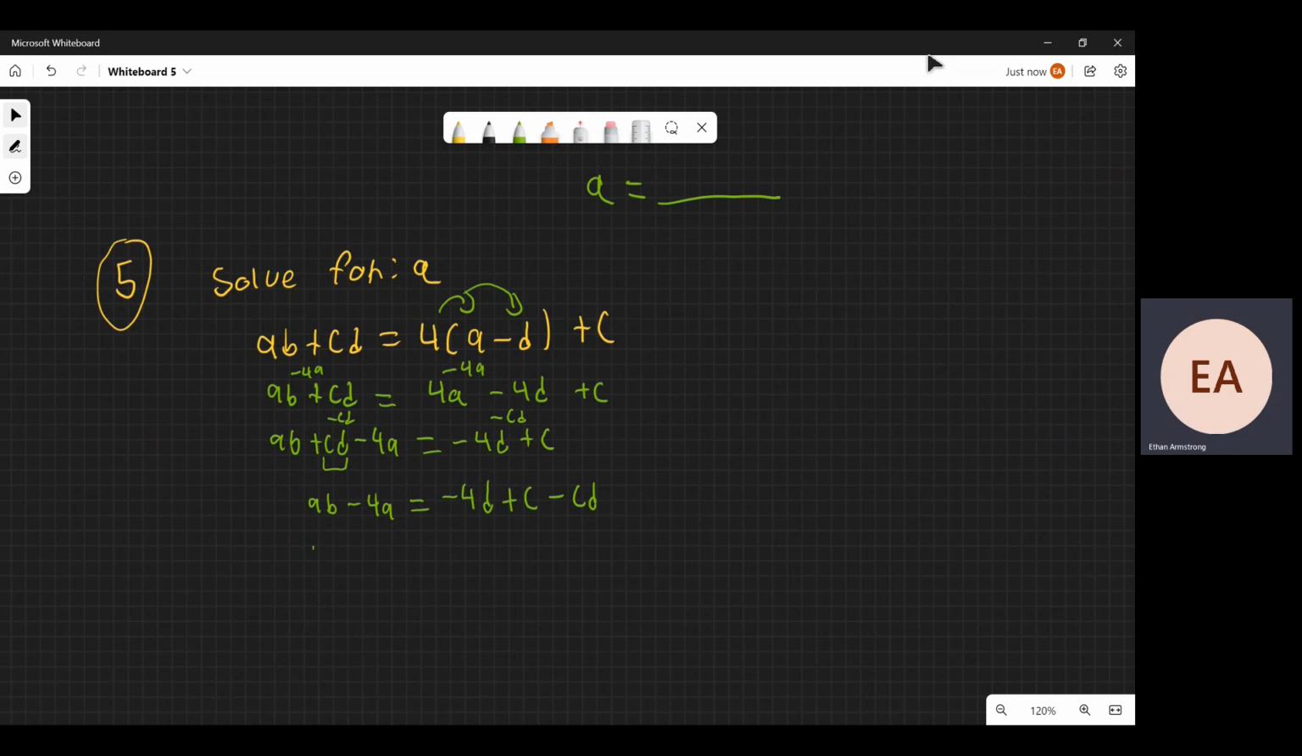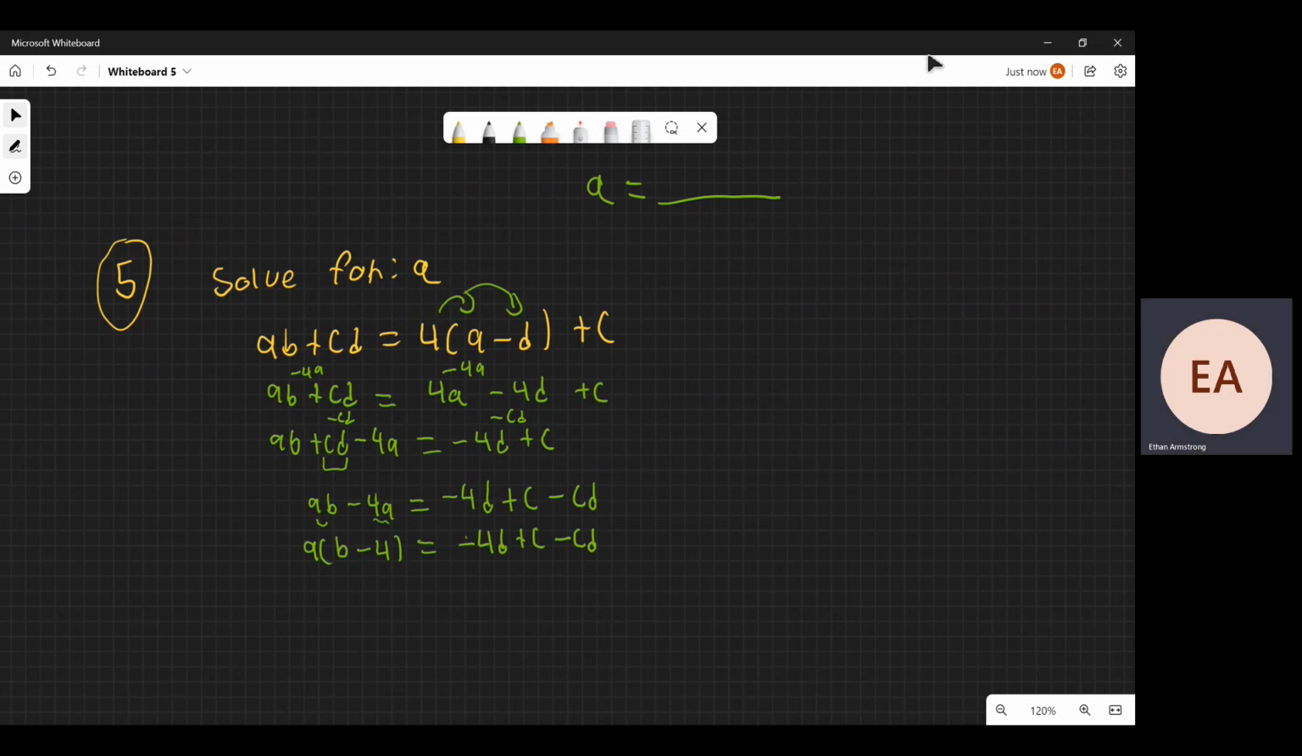So what we have to do is factor out the A. Each of these terms has A as a factor, so we can factor it out. If we divide AB by A, we'll be left with B, because A times B equals AB. And if we divide negative 4A by A, we'll be left with negative 4. That leaves us with A times (B minus 4) equals negative 4D plus C minus CD.